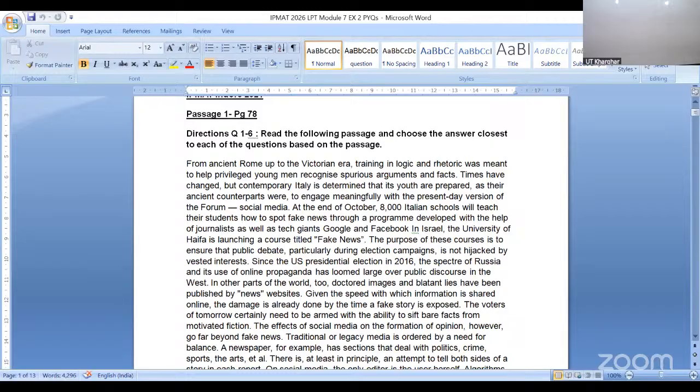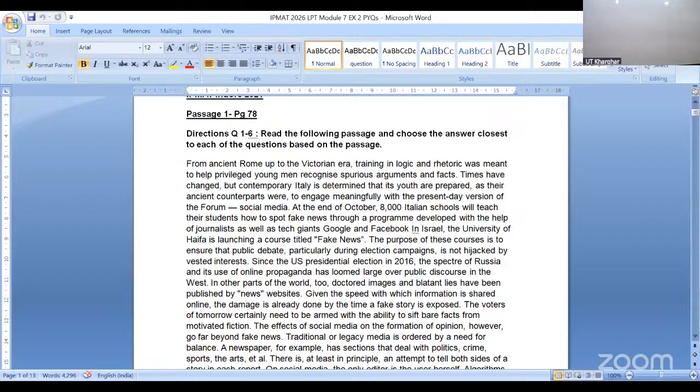So what we'll do is we'll do some of the previous year's questions for reading comprehension and let's see how you prepare. Open up to page 78 of module 7 and do the first passage. I'll give you 6 minutes, or say 7 minutes, okay? 7 minutes to do the passage.